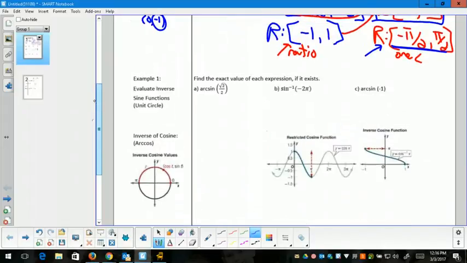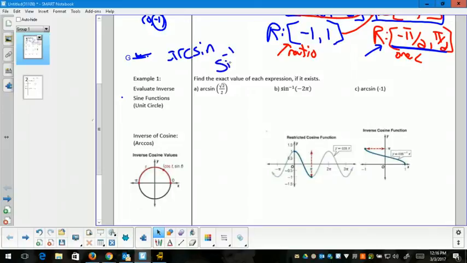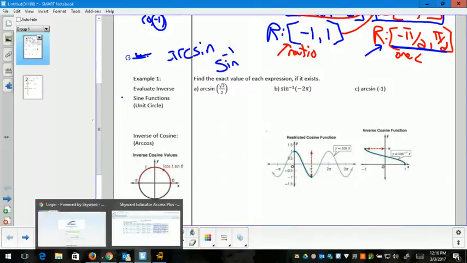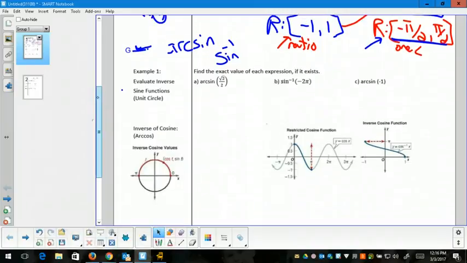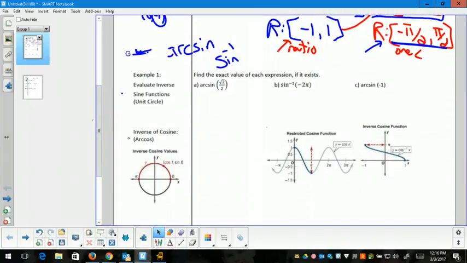Arc sine, which, by the way, arc sine is another way of saying sine inverse. So don't let that notation throw you off. Arc sine of square root of 2 over 2. And this is the non-calculator portion, so we go to our unit circle and we say, well, first off, if I'm talking about sine, that's from negative pi over 2 to pi over 2. I'm in which quadrants?